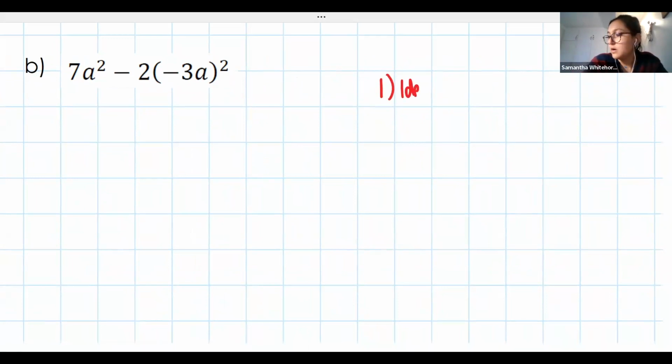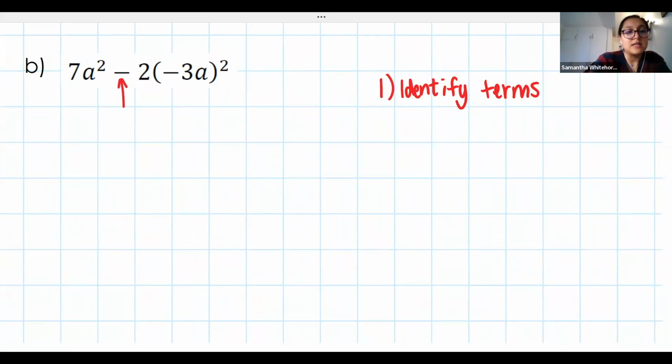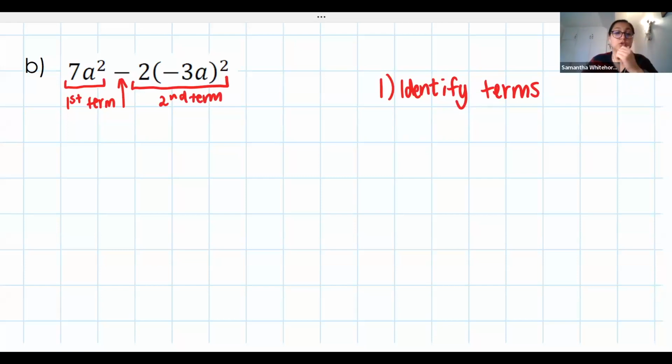So first thing, we want to identify our terms. Now remember, to do that, we look for the plus or minus signs not inside a bracket or a fraction. The only one we have here is that negative, which means we've got our first term and separately our second term. So in this expression, we have got 2 terms that we are dealing with. So that's step number 1 done.